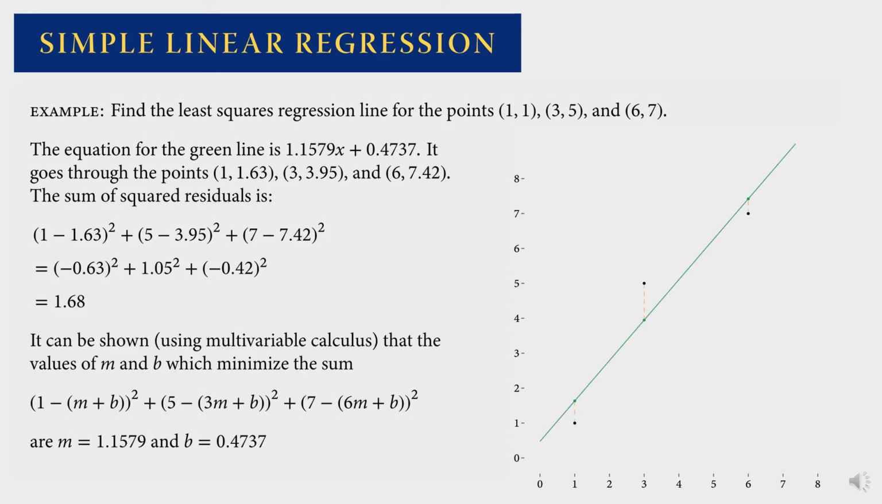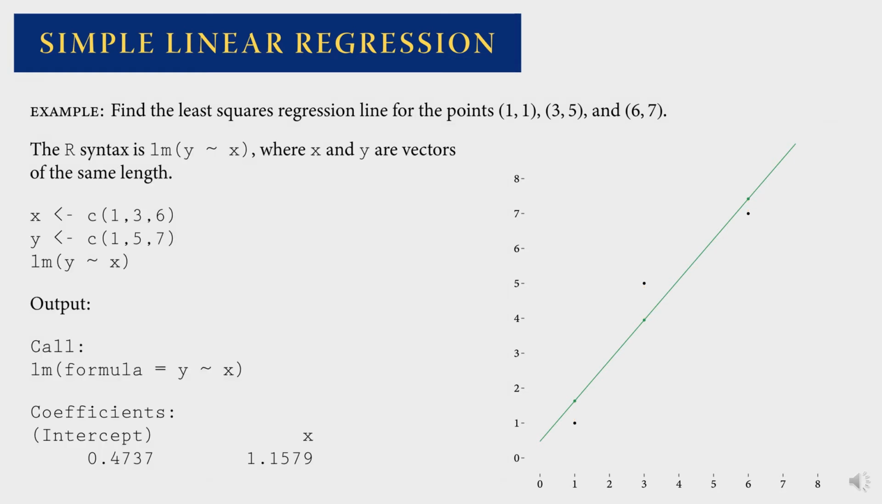For the green line, the sum of squared residuals is 1.68. I got this line from R. The equation is 1.1579x plus 0.4737. It can be shown that when you fit these lines, only one will have the smallest sum of squared residuals. You can find the m and b using calculus, but it's very tedious, so R will do it for us. I believe that linear regression was discovered in the early 1800s, but it wasn't used much until the 1950s or so, when computers came along to do the calculations.